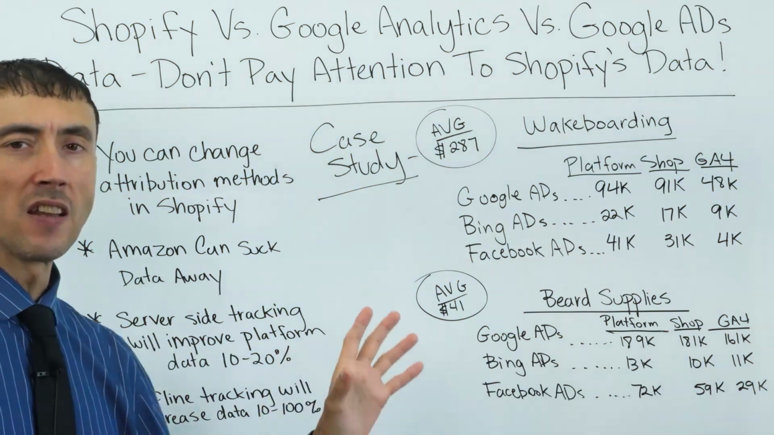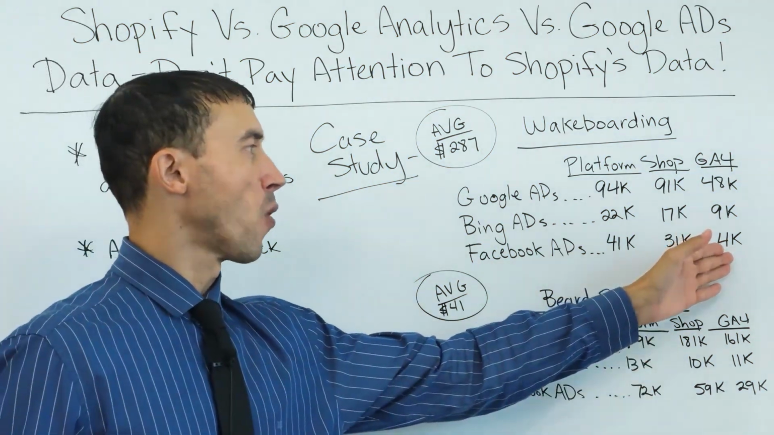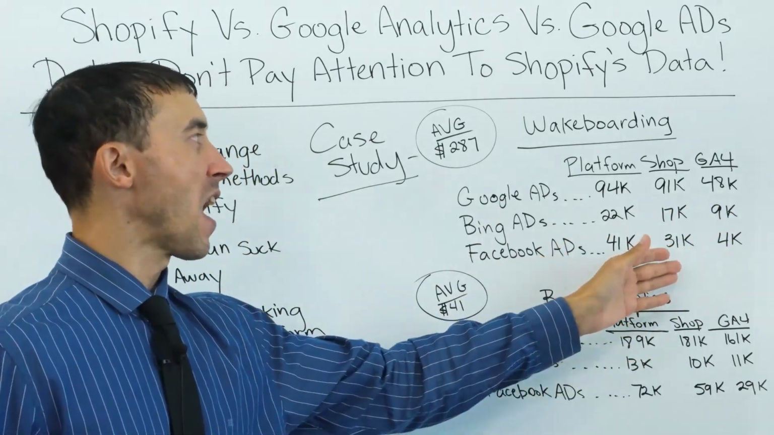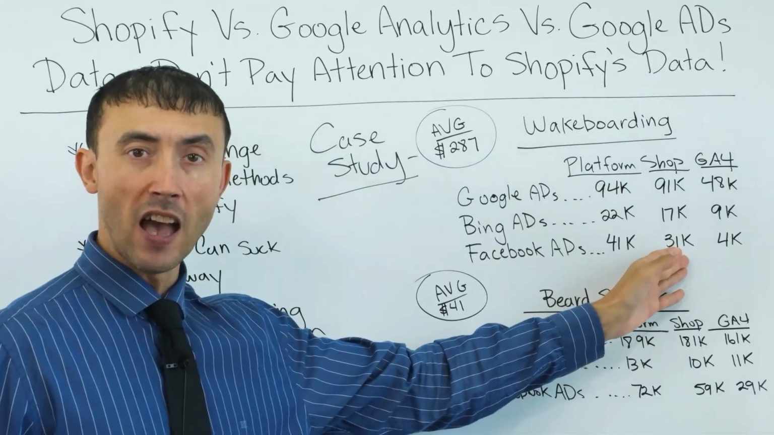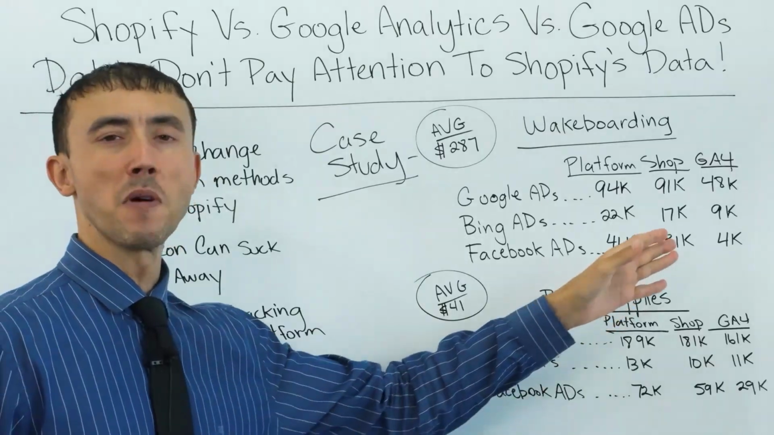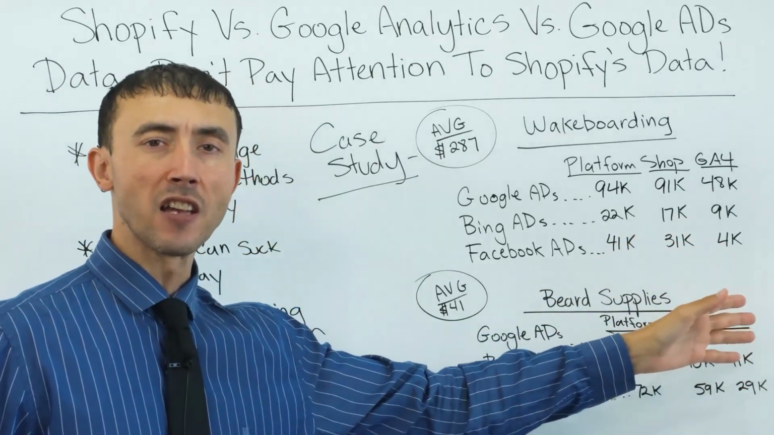Okay, so the main thing here is Google Analytics 4 is always going to count way less than what the ad platforms are going to count. Shopify is going to tend to undercount, I should say, what the ad platforms are also going to count, but not as much as what Google Analytics is going to undercount.